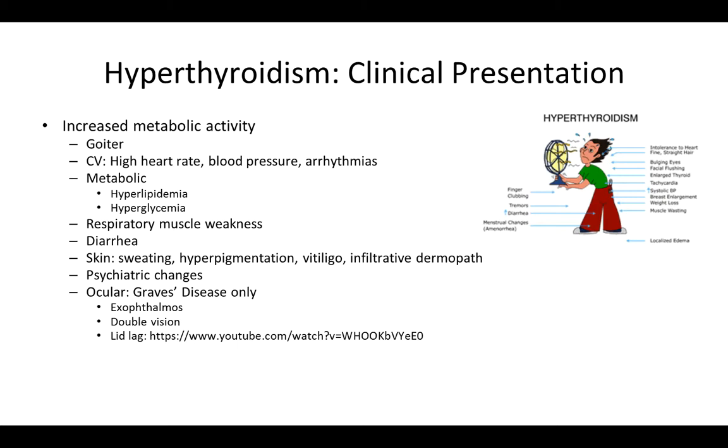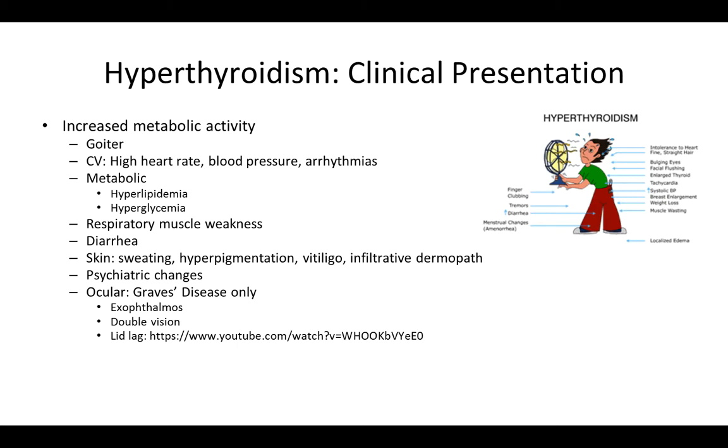So this includes exophthalmos and the initiation of double vision and lid lag. I've included a link to a YouTube video here that shows you what lid lag looks like. If you've never seen it before, it can be pretty interesting to look at. So the degree of severity of the signs and symptoms of hyperthyroidism do not necessarily correlate with how much excess hormone is being produced. You can think of the signs and symptoms as opposite to hypothyroidism.